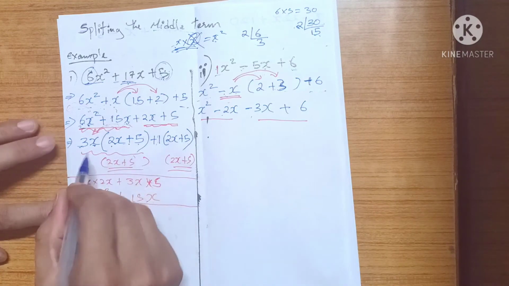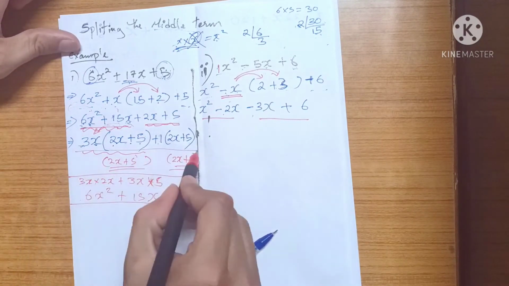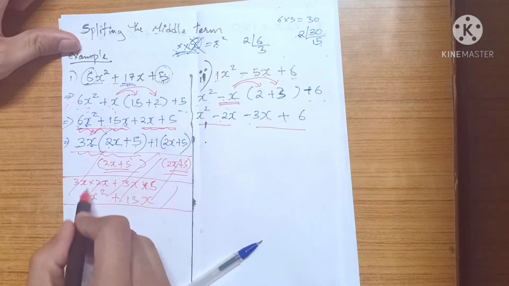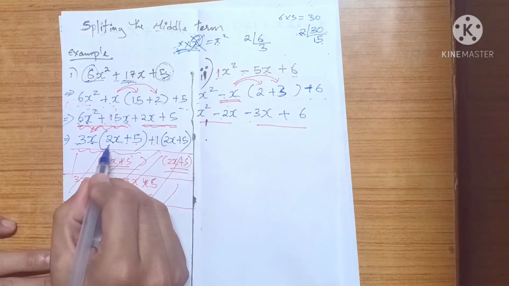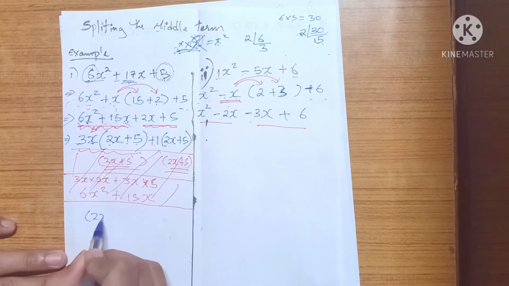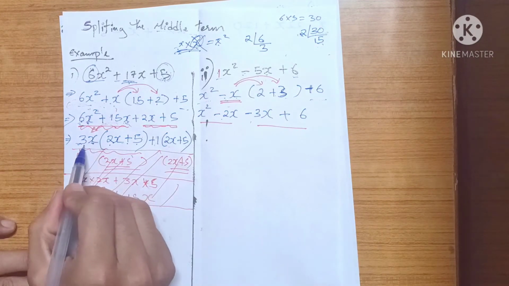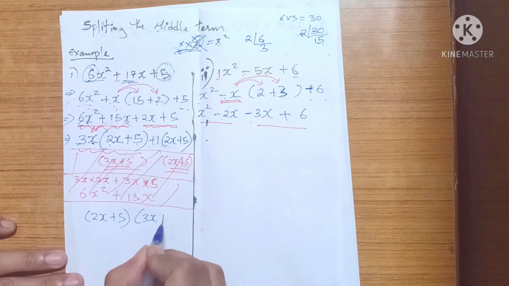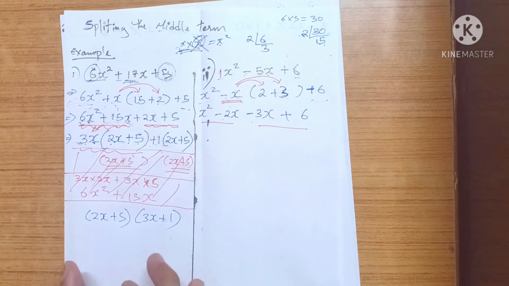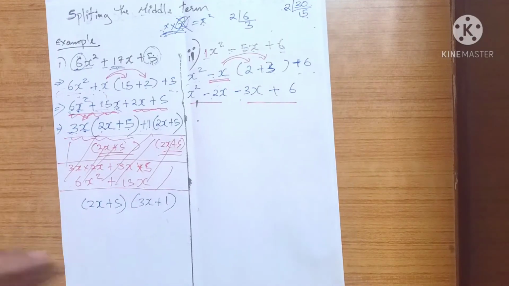So after doing this, let's cut this for the timing. This is just for understanding. After doing this, we're going to write whatever is the same here, and then whatever is left. 3x is left, plus 1 is left, right? 3x plus 1. I'll explain to you why this is happening also.